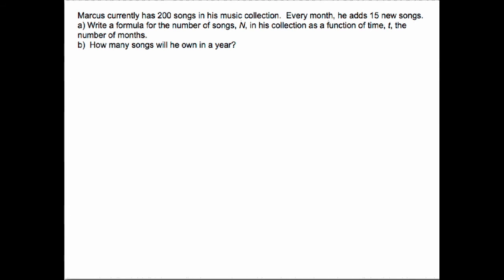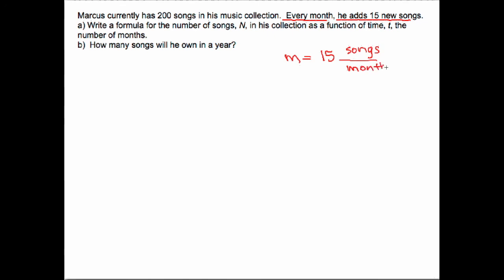Every month he adds 15 new songs. Write a formula for the number of songs n in his collection as a function of time t, which is the number of months. How many songs will he own in a year? Well, the key to this problem is that he adds 15 new songs every month. And because of that, this is a constant rate of change. This is a slope. And the slope is 15 songs per month.